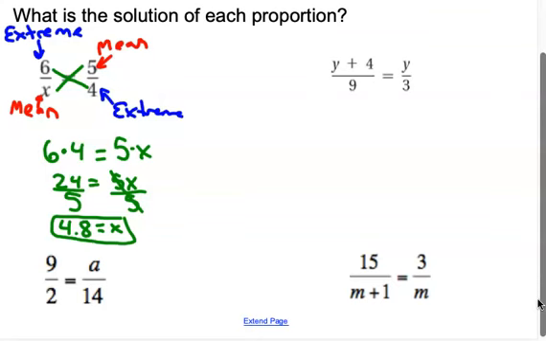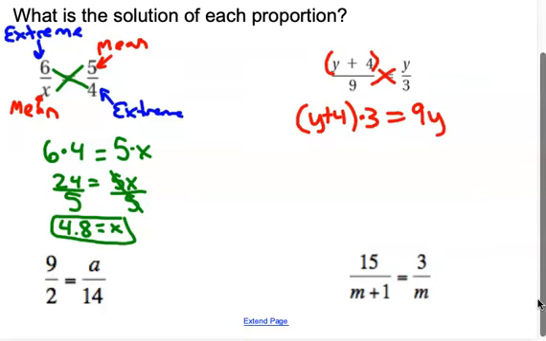Let's do one that's a little bit trickier. Okay, our means and our extremes. We have multiple pieces that have a y in it. The extremes are y plus 4 and 3. Notice how I'm putting that in parentheses. So we have y plus 4 times 3 has to equal 9 times y, or 9y.